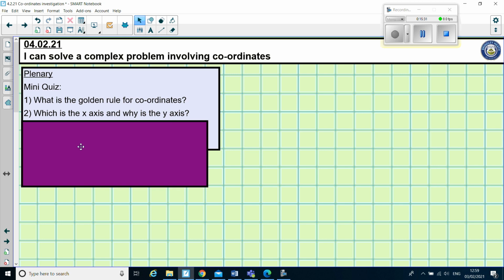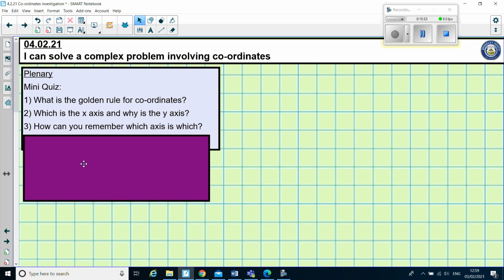Okay, question 2. Which is the x-axis and which is the y-axis? Pause the video, write your answer down. Okay, the answer we were looking for was the x-axis goes across, the y-axis is the one that goes up and down. Question 3. How can you remember which axis is which? How do you know which one is the x and which is the y? What ways have I given you this week in my videos to help you remember that? Pause the video now and write it down.